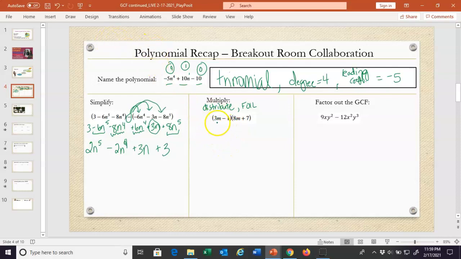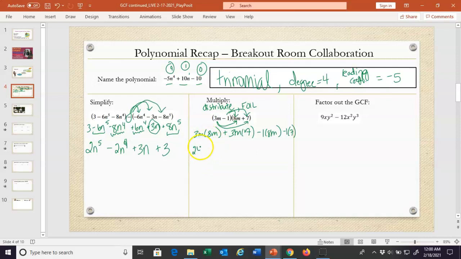So let's distribute. We're going to take the first term and multiply it by everything over here. That term is going to visit both houses. So 3m times 8m plus 3m times 7. Okay, then we're going to do the same thing with that second term. -1 times 8m and -1 times 7. That's really the hardest part. That's the algebra part. I mean, this part is also algebra, but it's something you also learned in pre-algebra, kind of just simplifying, right? So let's go ahead and multiply.